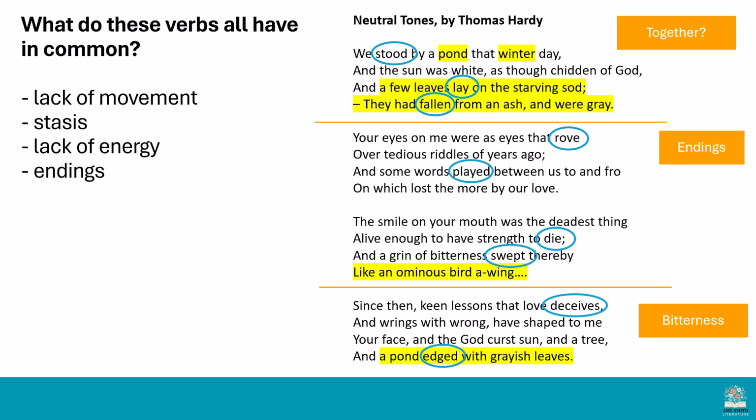Similarly, the leaves lay on the starving sod. Not even the leaves are doing anything. They're just lying there. There's not even any wind to blow them around. They had fallen. Again, that's about lacking energy. They lack the energy to move anywhere. They just fall on the ground straight from the tree. The things that do move, I suppose, if you wanted to contradict me, are the eyes that rove, the words that played between us, the grin of bitterness swept thereby. But it's not much energy there. Again, it seems to be pretty dismal and pretty bleak in terms of the verb choices there.